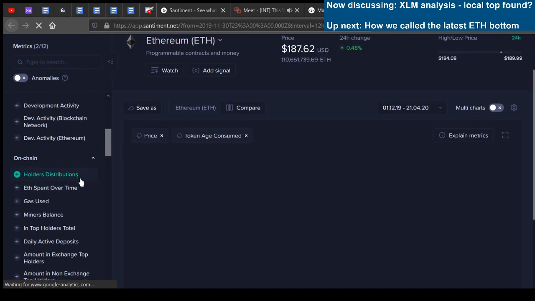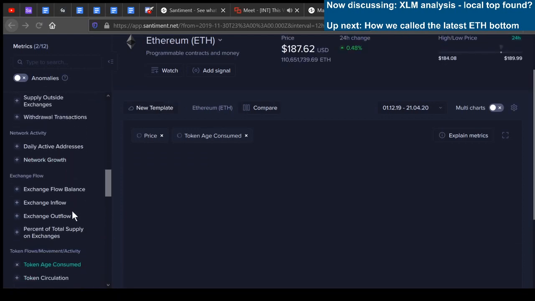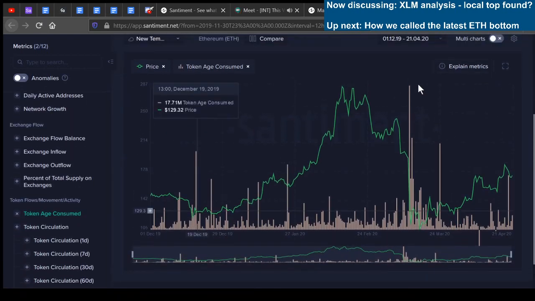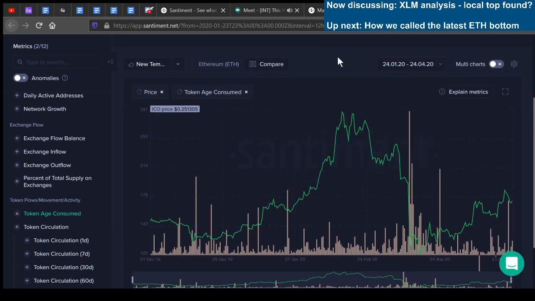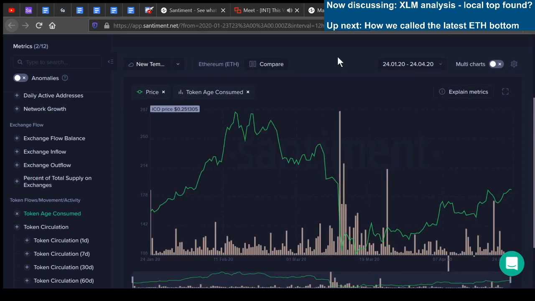So basically, what token age consumed does, the spikes in this metric indicate that a considerable amount of coins that have previously not been moved for a very long time, or that have stayed in the same address for an extended amount of time, are now starting to move again. And usually when this happens, this can indicate major shifts in the behavior of long-term market holders, ETH holders, and can very often, as a result of that, have a major impact on the coin's short-term price.